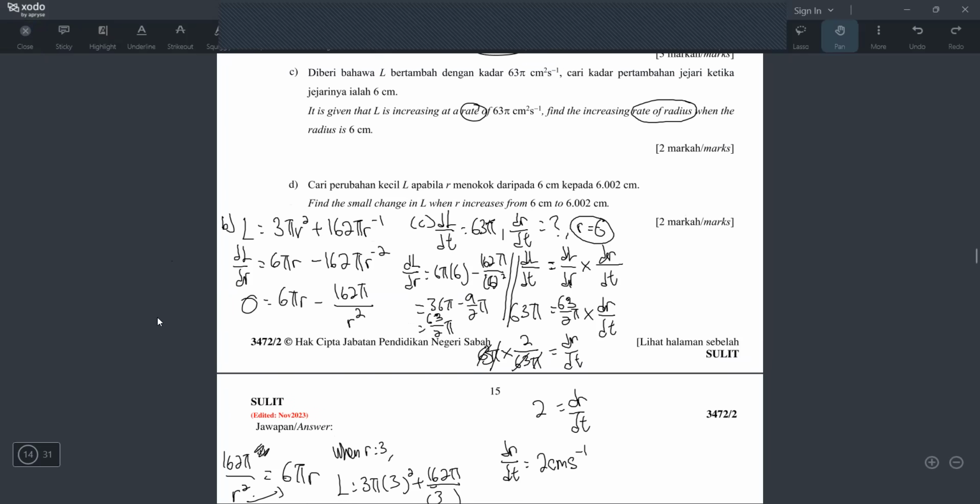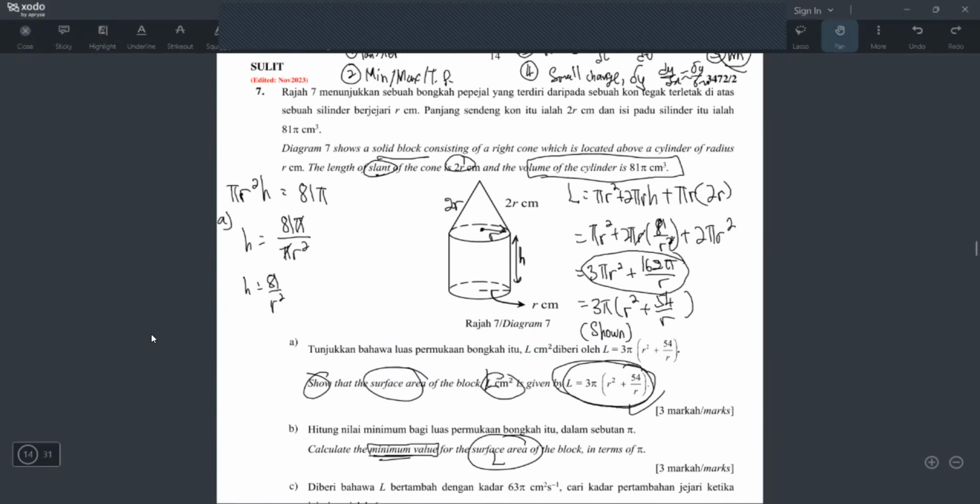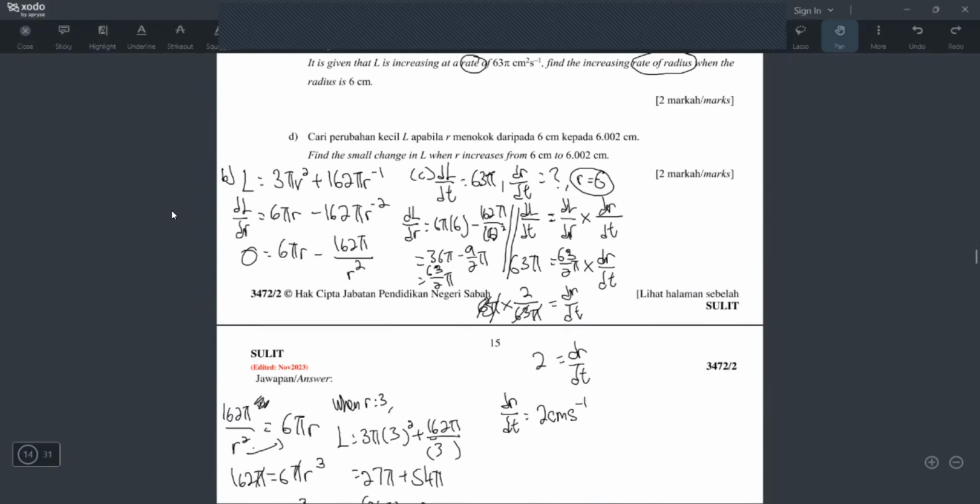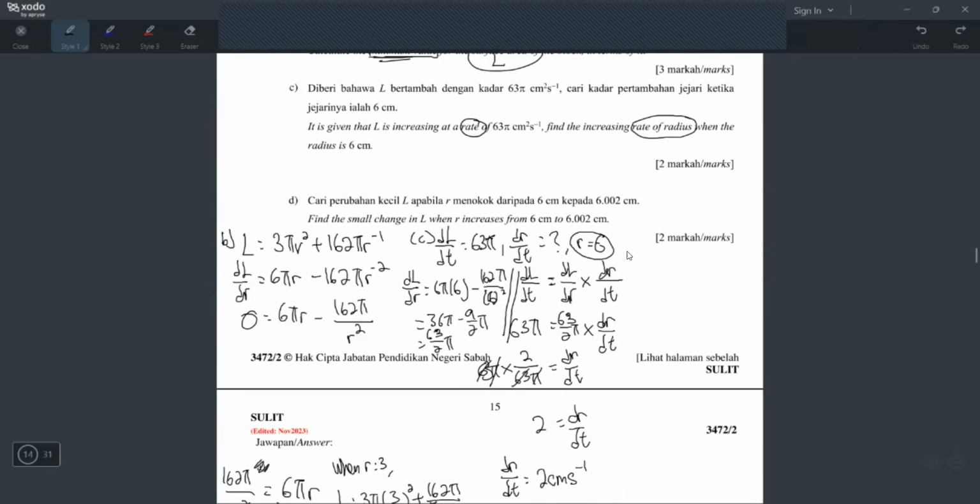Okay, no problem. Okay, for my last question D, I don't have space, so how? I think I'll just do it here. Okay, I think enough space. Yeah. Okay, just do it here. If it's not enough, I write down here. Okay, D. Find the small change, small change, perubahan kecil.